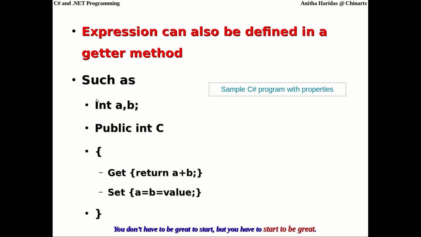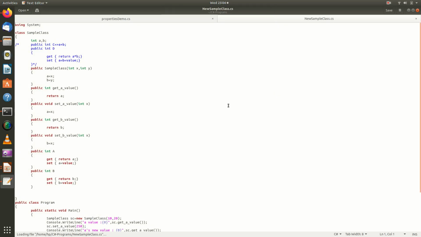In a getter method I can use an expression, or even in a setter method I can use some expressions. For example, if you have two private fields A and B, I declare a public property called C, and I want to get the value. What value am I getting here? A plus B, which is not a single value. It is an expression that gives the sum of A and B, which will be returned for C. And you can also observe that I use a set method, which will assign a new value to both A and B. So let us see an example program again.